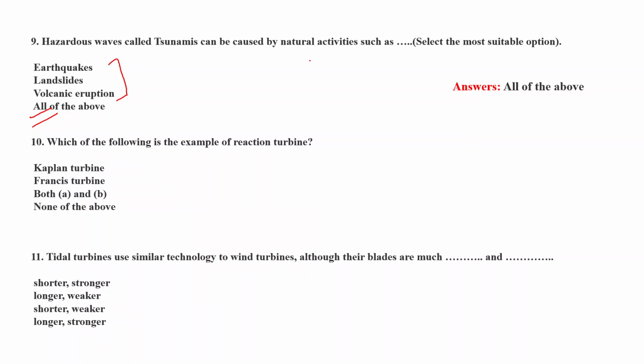Question number 10. Which of the following is an example of a reaction turbine? Here we can see that both of them are reaction turbines, the Kaplan turbine and the Francis turbine. So the answer is both A and B. Tidal turbines use similar technology to wind energy, although their blades are much dash and dash. As I have told, due to the higher density of water, their blades are designed to be shorter than wind turbine blades but stronger. So the answer is shorter and stronger than the wind turbine.